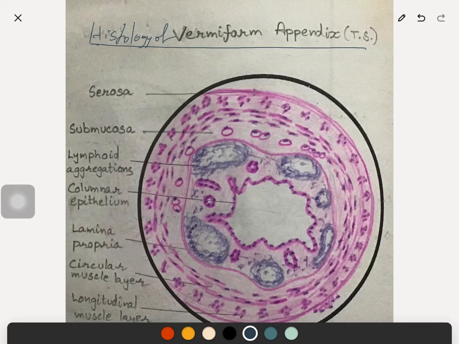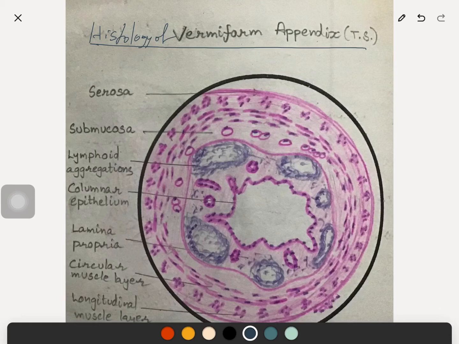Vermiform appendix is a narrow tube 2 centimeter below the terminal end of the ileum, attached to the posteromedial wall of the cecum. The various clock positions of the tip of the vermiform appendix, you should have learnt in gross anatomy. Now we will see the histology of vermiform appendix.